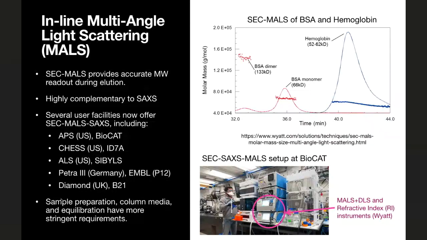Now, one thing to keep in mind is that for doing MALS well, it requires more care with sample preparation, choice of column media, equilibration of columns. These things are all somewhat more difficult than just SEC-SAXS. So yeah, keep that in mind. The other thing to mention is that this is also now available at many places, not only BioCAT, but also CHESS, ALS, PETRA III, and Diamond have similar setups.